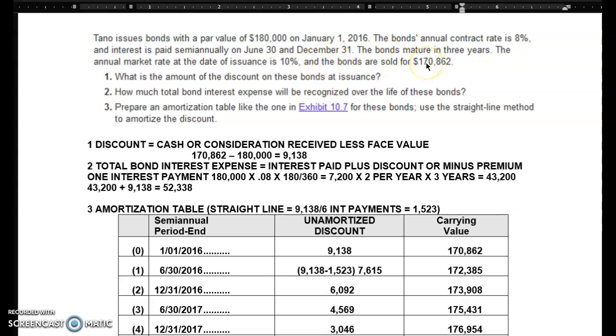It says that the bonds are sold for $178,620. Now, you could end up in a class where you have to calculate the $178,620, and this class will give it to you. The difference between the face amount, the stated amount, and what they received in cash when they sold the bond is the discount. So they sold it for less than the stated amount. It's a discount. And the difference between 180,000 and 178,620 is 1,380. So this bond was sold at a 1,380 discount. The carrying value is 178,620.